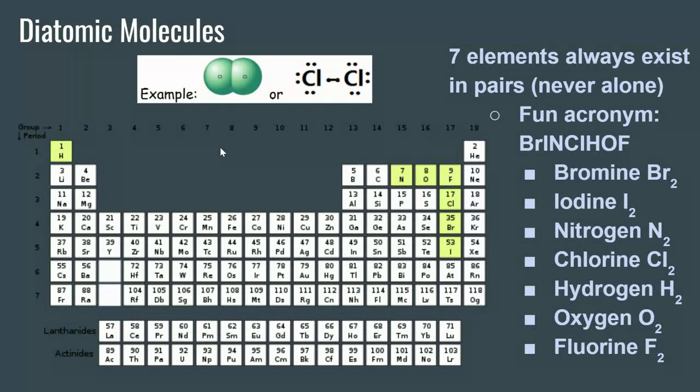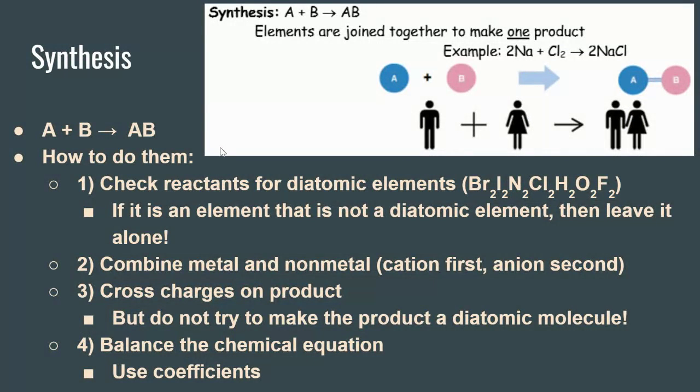Why do we care about that? Well, with synthesis reactions, we have elements that are joined together to make one product. So how do you do it? Well, you check the reactants when you write them, like A and B here are the reactants, and then when you put them together, AB would be the product. So you check the reactants to see if any of them are diatomic. If it is not diatomic, leave it alone. But if it is, please put a 2 as a subscript.